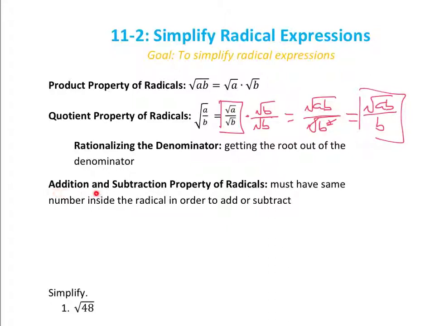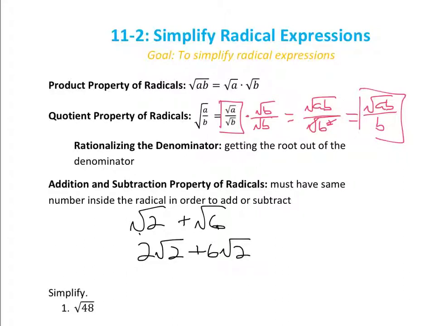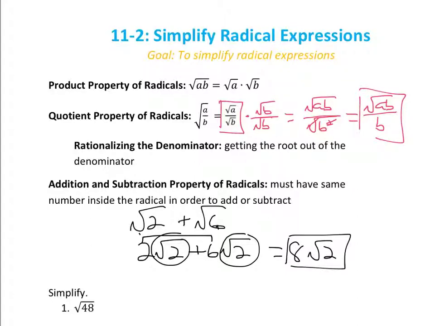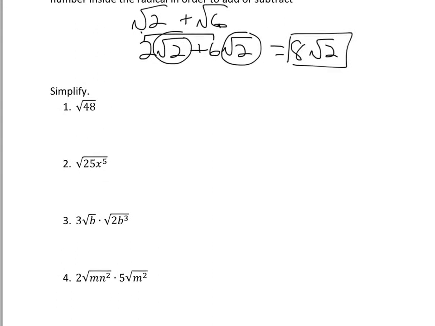And lastly, how to add and subtract radicals. You have to have the same exact number inside the radical in order to add or subtract. So a quick example of that: you can't do root 2 plus root 6, because they're not the same number. But you could do 2 root 2 plus 6 root 2. The way you do that is you leave the radical, pretending it's kind of like an x, and you just combine the coefficients. So 2 plus 6 is 8 root 2. It would look like that. Let's see some of this in action with some examples.